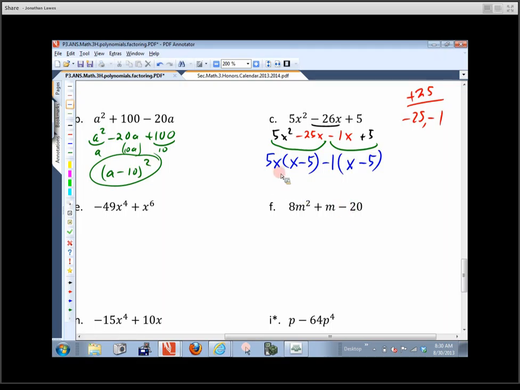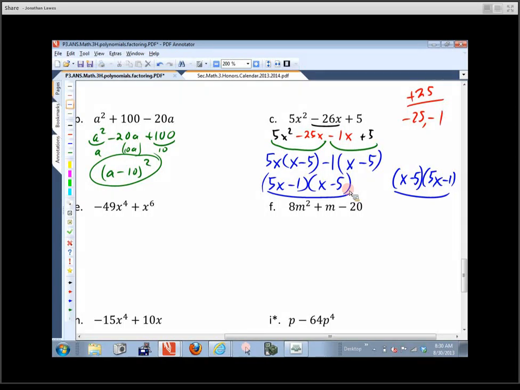Okay, and it doesn't matter how you write it. She said 5x minus 1 and x minus 5. That's totally okay. If you wanted to say, hey, I'm going to pull out the x minus 5, and what's left of this one right here? A 5x, and what's left of this one right here? A minus 1. Both of those are okay. Can somebody tell me why both of those are exactly the same?